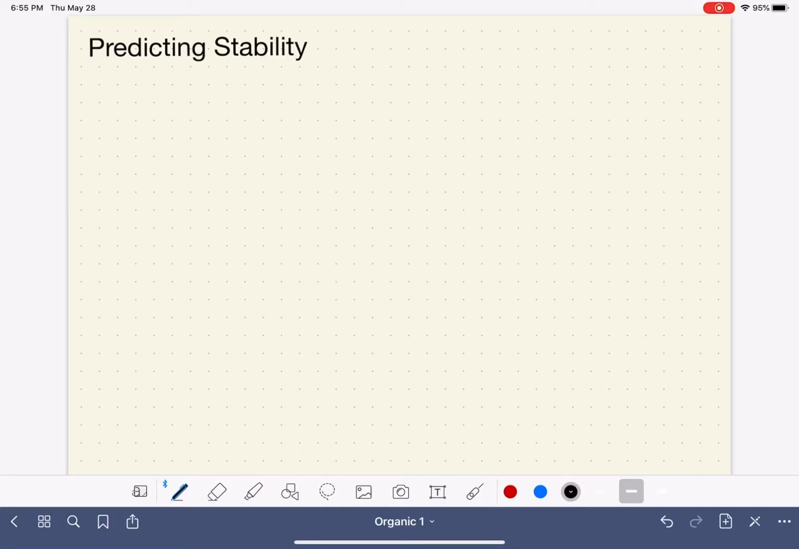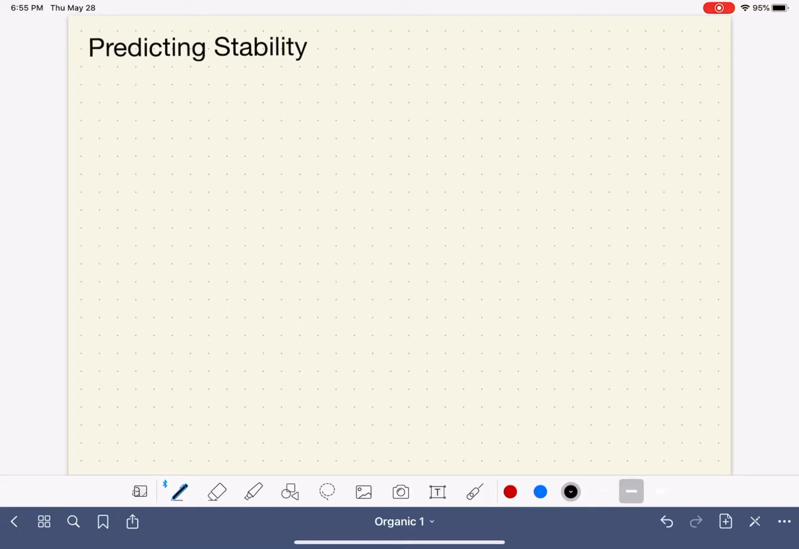This video is going to introduce us to the basic concepts of how we go about predicting the stability of an organic molecule. We're not going to get into specific examples in this video. That will come in the subsequent videos. This is just going to be an overview because this is a pretty big concept.